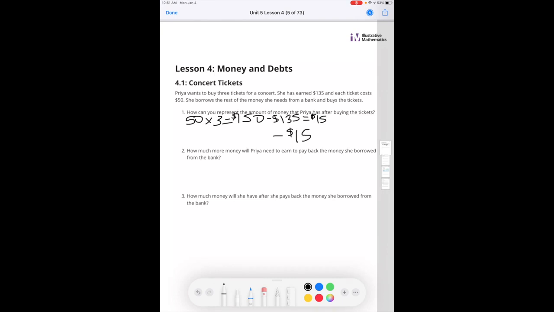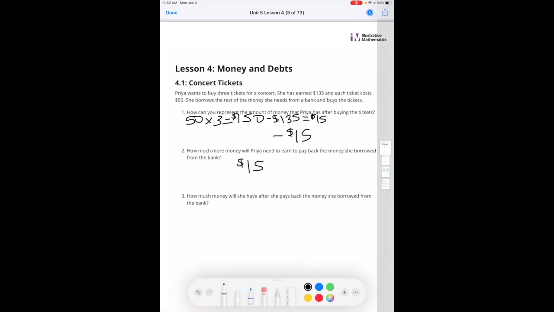How much more money will Priya need to earn to pay back the money she borrowed from the bank? To pay back the bank, she needs to earn $15. And that would put her at $0. So she needs to earn $15.